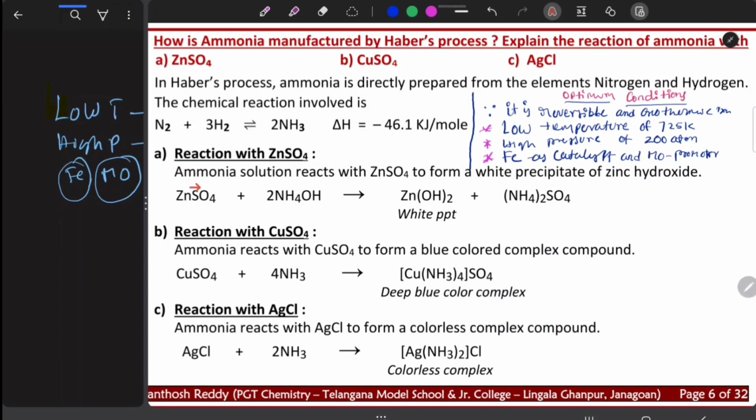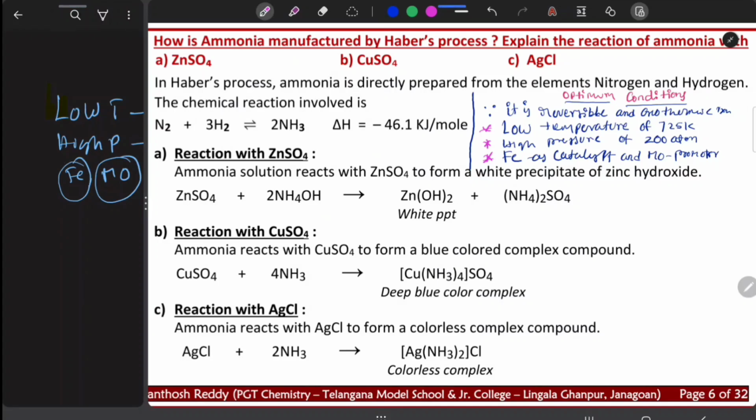Next we will come to chemical properties. How ammonia reacts with zinc sulfate. So ammonia solution reacts with zinc sulfate to form a white precipitate of zinc hydroxide and ammonium sulfate. See here, ammonia solution is nothing but ammonium hydroxide.